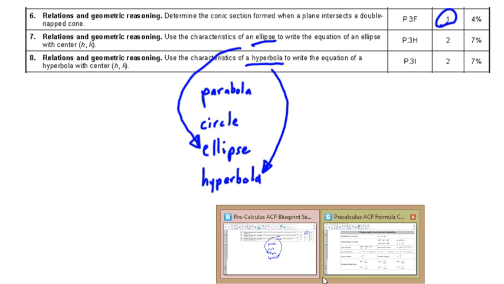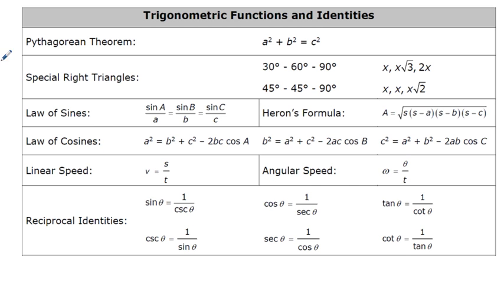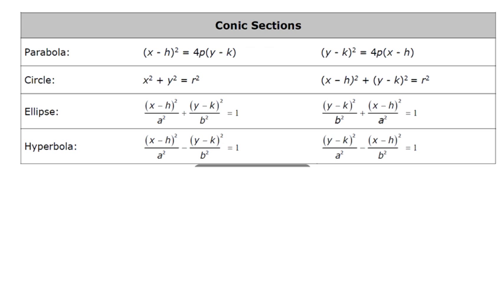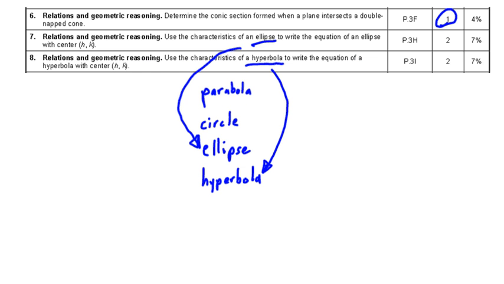And in our ACP formula chart, this is the part of our ACP formula chart, and we have these conic sections. So the standard equation for parabolas, circles, ellipses, and hyperbolas. So we'll get a look at those. Again, we can do quite a bit graphing these in the calculator.